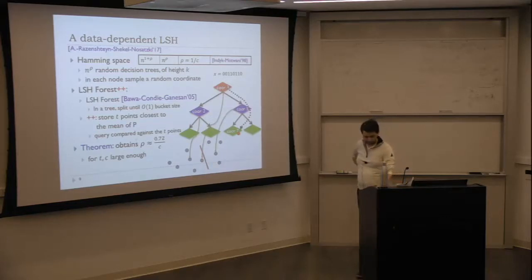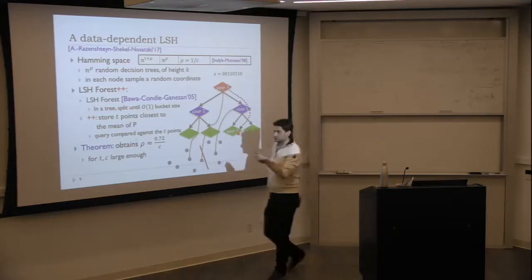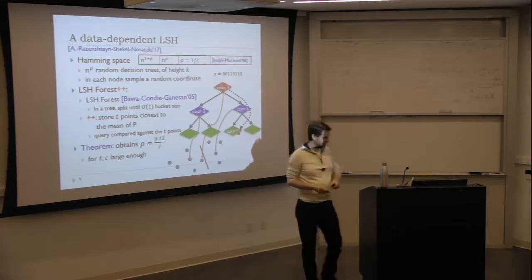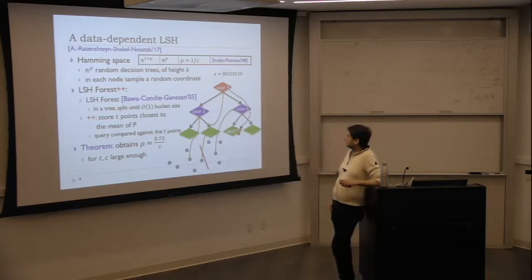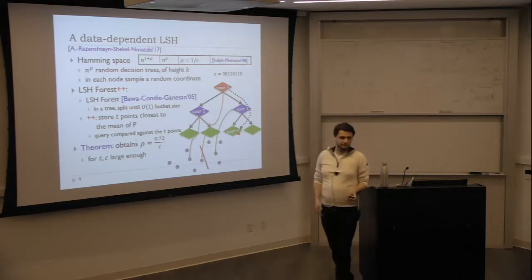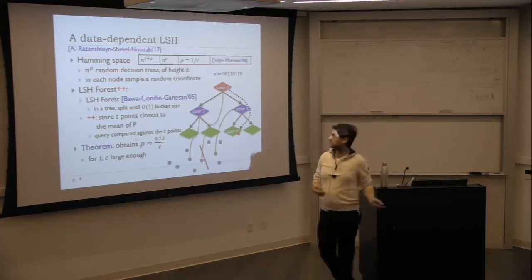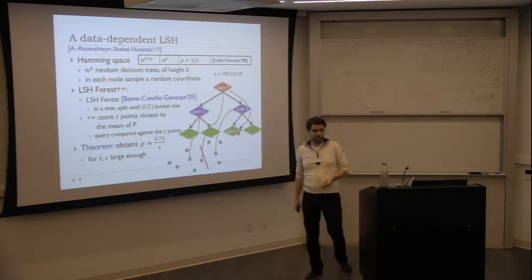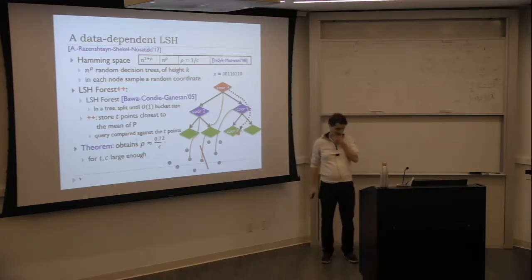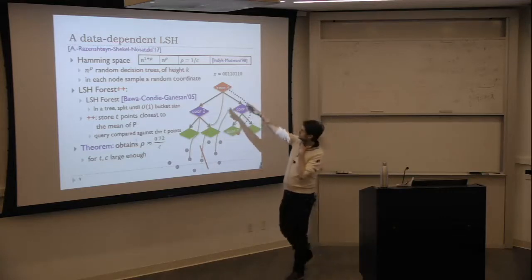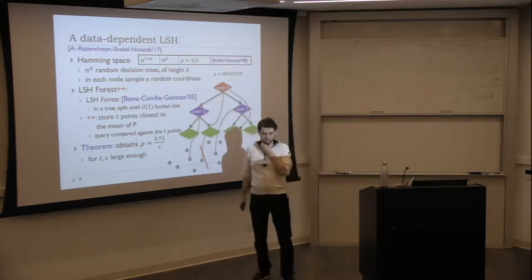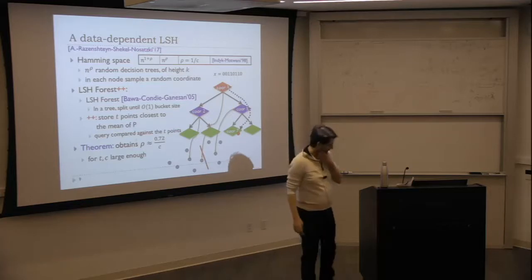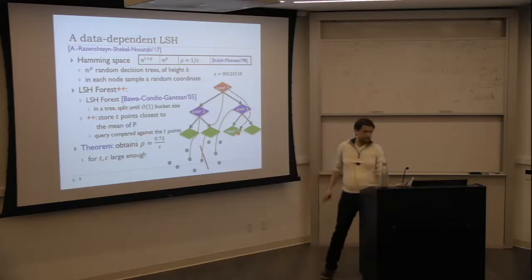Okay? While we prove this theorem, we still don't have a very good intuition why this happens. And we don't know if there is an equivalently simple algorithm that will get all the way to the optimal data-dependent LSH for Hamming space. Which, again, for large c should be roughly half divided by c. Okay. All right, so this is what I wanted to say about this.